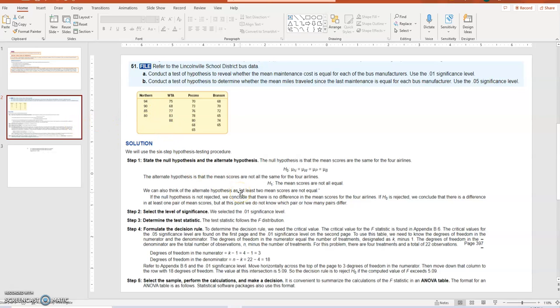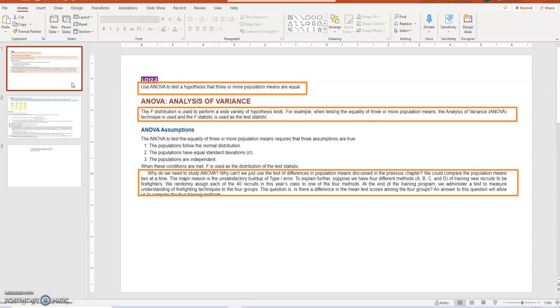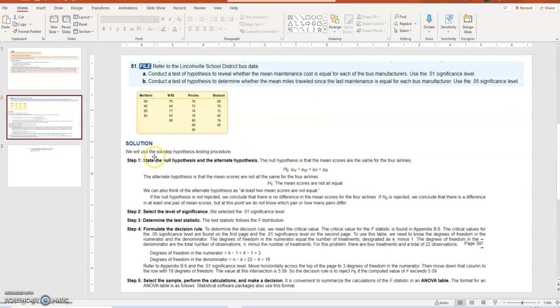What I have below that is not related to problem 51, but it's part of Learning Objective 12-2. This is the cutout from 12-2, and it explains the process that we're going to go through here. Again, it's very similar to what we did with 2 variables. The null hypothesis is that the maintenance costs for all of the bus types are the same, and the alternative is that they are not all equal.